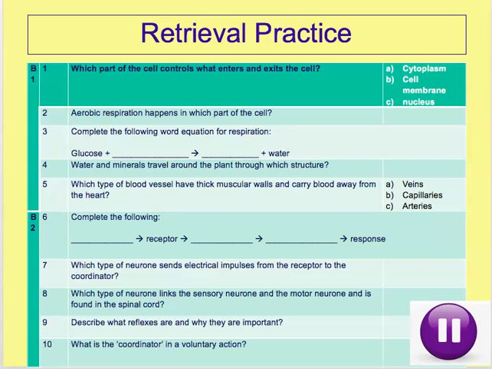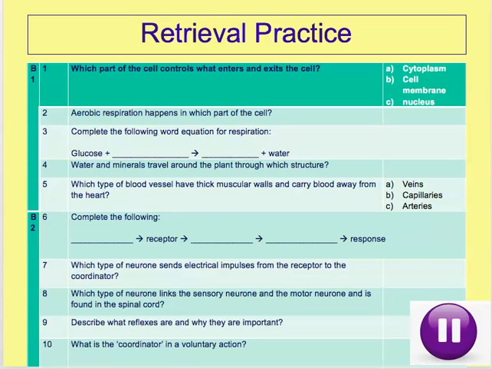Number 5, which type of blood vessel has thick muscular walls and carries blood away from the heart? That answer is C, which is the arteries. Okay, question number 6 you needed to complete. So the first one should have been stimulus, receptor, coordinator, effector, and then response. Number 7, the type of neuron that sends electrical impulses from the receptor to the coordinator is the sensory neuron. Number 8, the neuron that is found in the spinal cord is called the relay neuron.